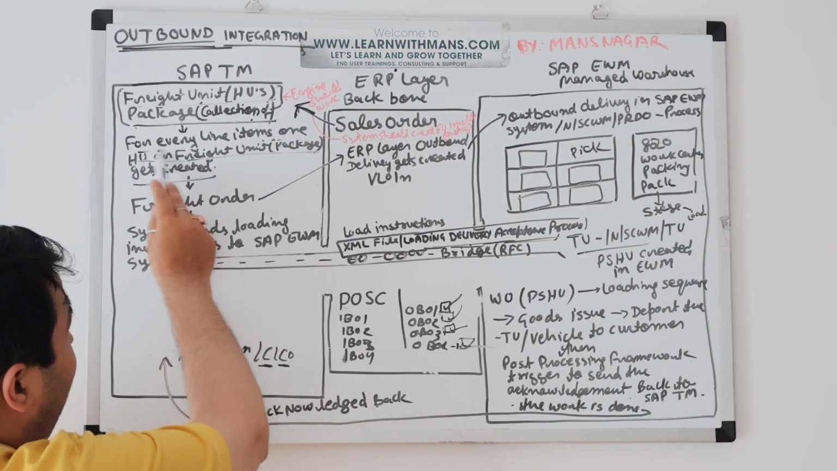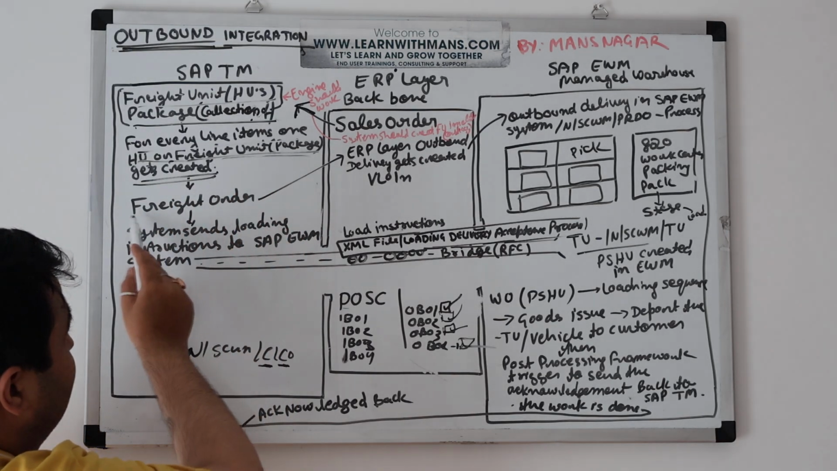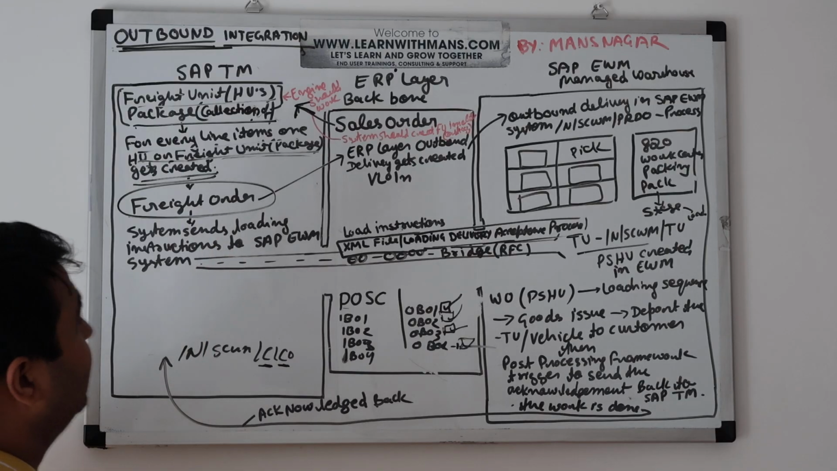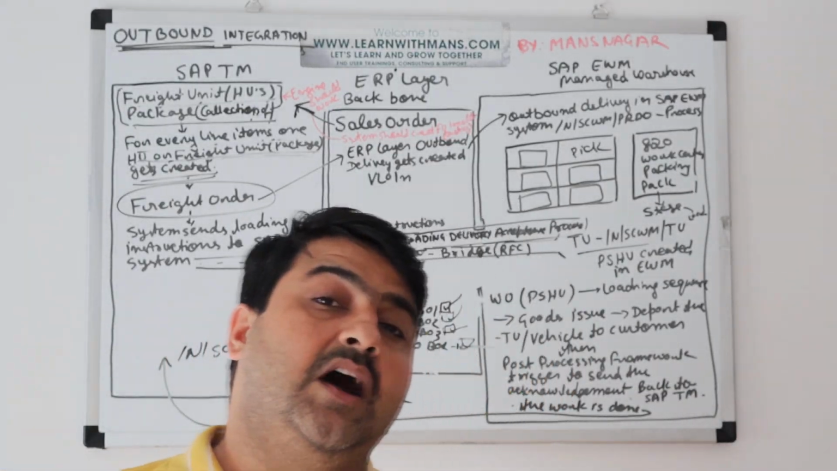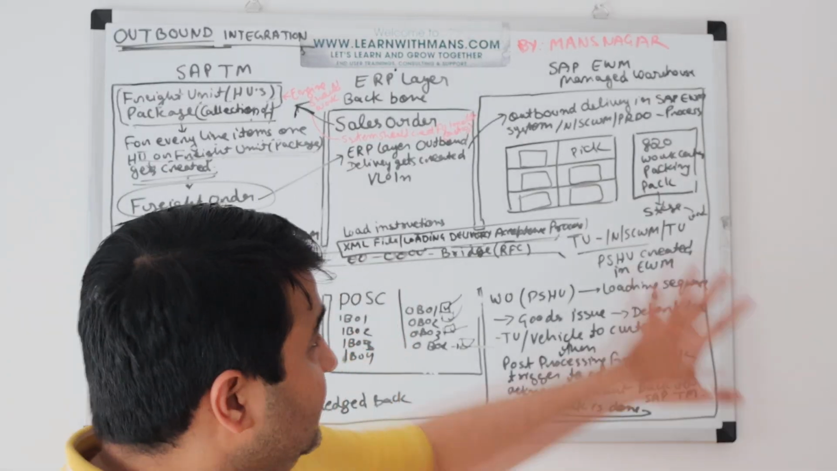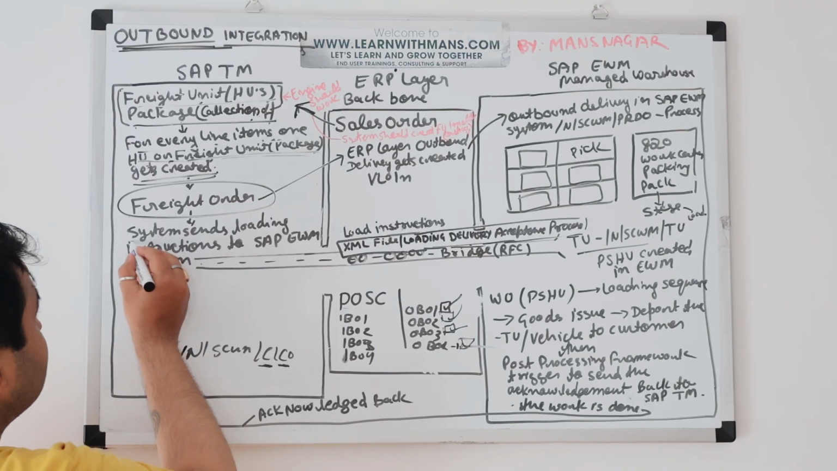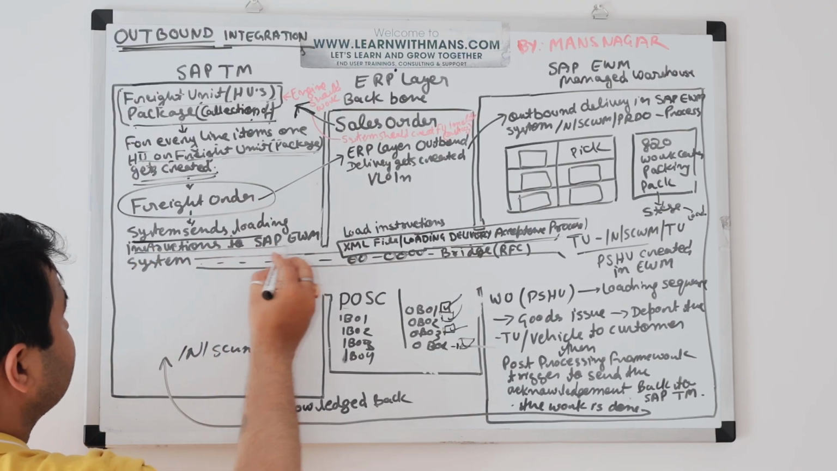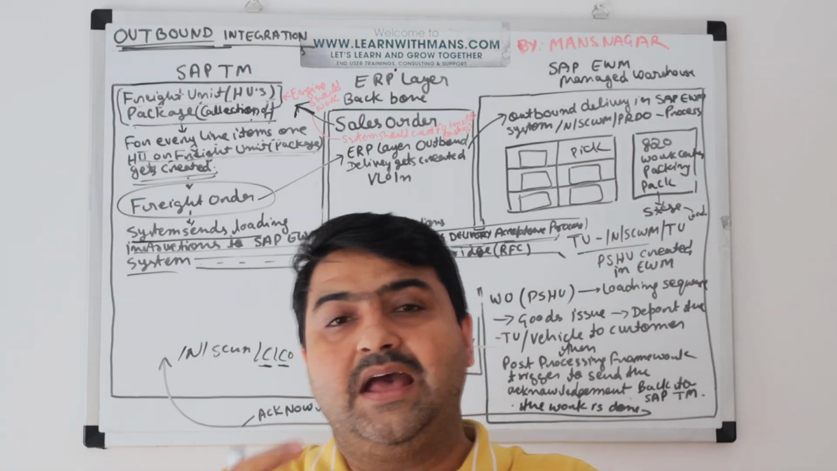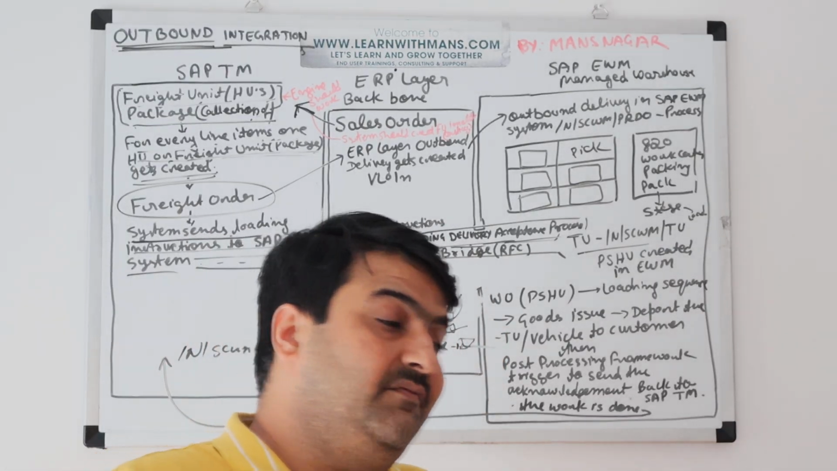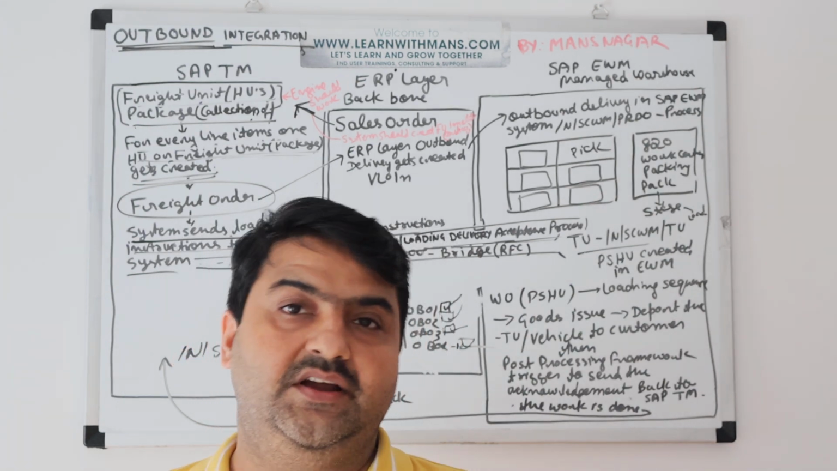So then after, for every line item, one HU or freight unit package gets created, then the system creates the freight orders, which is the outbound delivery order, because I'm explaining for outbound delivery here. Okay, then after, the system sends a loading instruction to SAP EWM, because pick, pack, load, we perform stage, then load. Where we perform this? Into the EWM side.